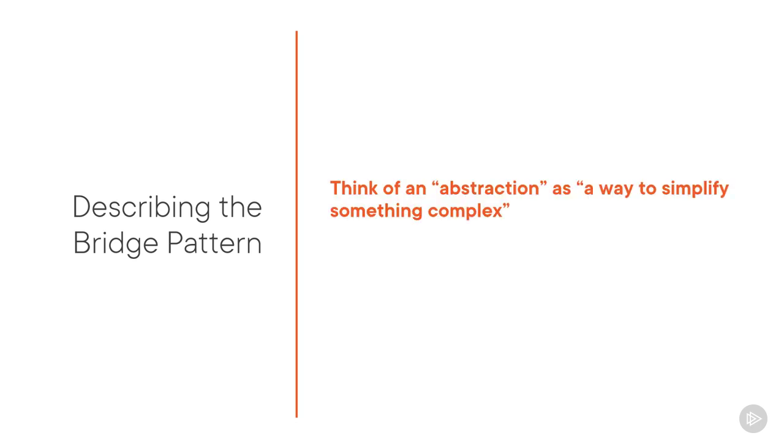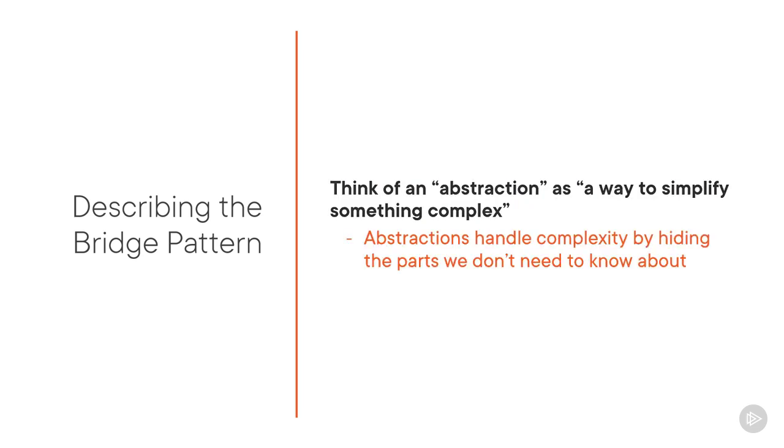Abstraction in this context can be seen as a way to simplify something complex. Take, for example, a console app that wants to write something. Console.WriteLine is an abstraction to whatever is contained within the WriteLine method. So every action and function, for example, are abstractions. We're constantly using and creating them. Abstractions thus handle complexity by hiding the parts that we don't need to know about. And this abstraction is what we're trying to decouple from its implementation.